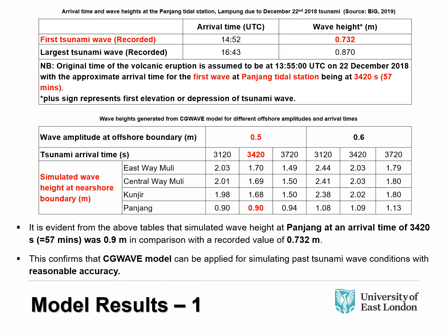It is evident from the above tables that the simulated wave height at Banten at an arrival time of 3,420 seconds was 0.9 meters in comparison with the recorded value of 0.732 meters. This confirms that the model can be applied for simulating past tsunami wave conditions with reasonable accuracy.